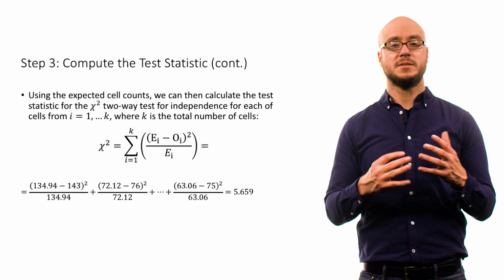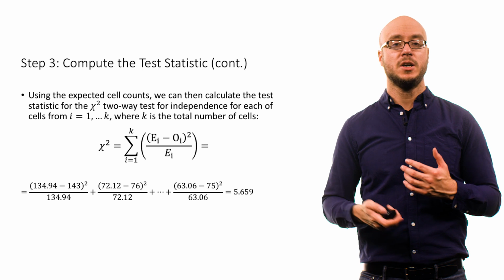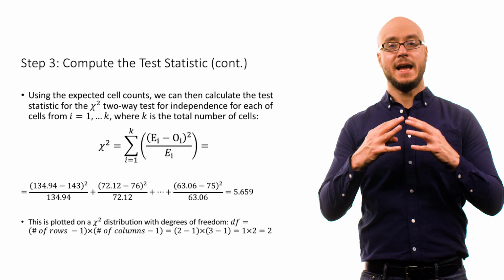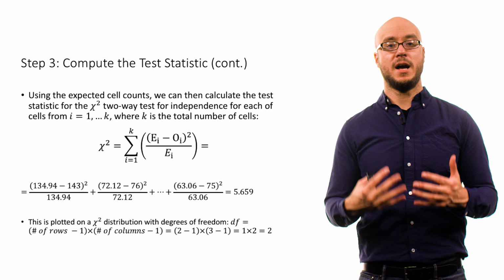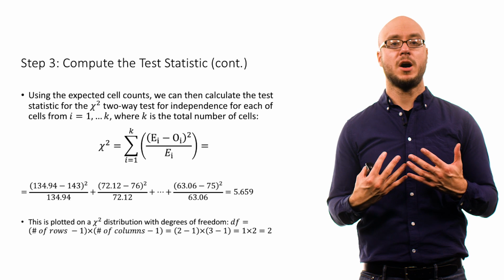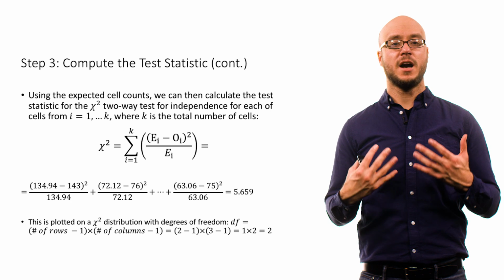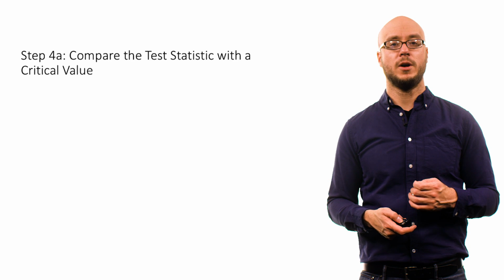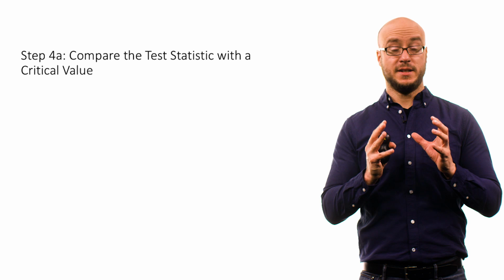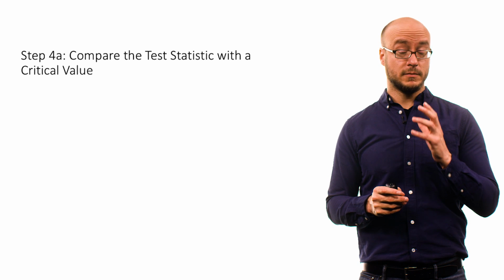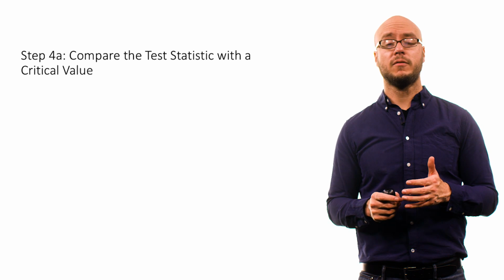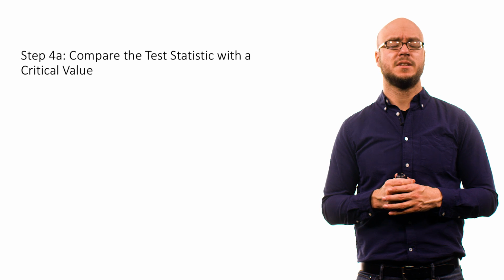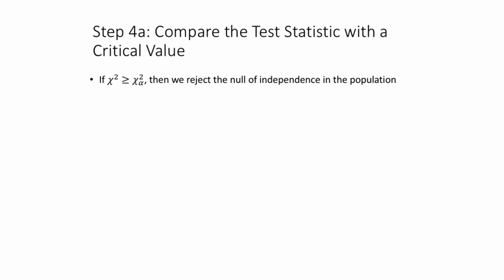This is a standardized measure of how consistent our data is with the null hypothesis. This chi-square test statistic is plotted on a chi-square distribution model with degrees of freedom governed by the number of rows minus 1 times the number of columns minus 1. Once we've calculated the chi-square test statistic, we can compare it with a critical value or use it to compute a probability or p-value.